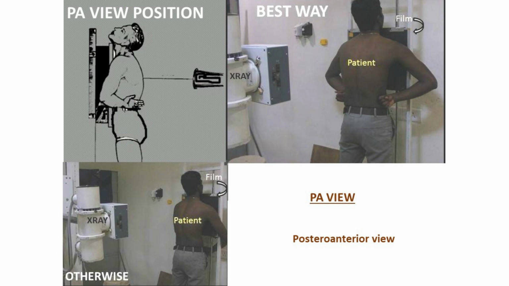But in patients who are morbidly obese and others who have orthopathies, then it might be done like this. They can hug the cassette, and X-ray chest PA view can be done. You can see in the image.